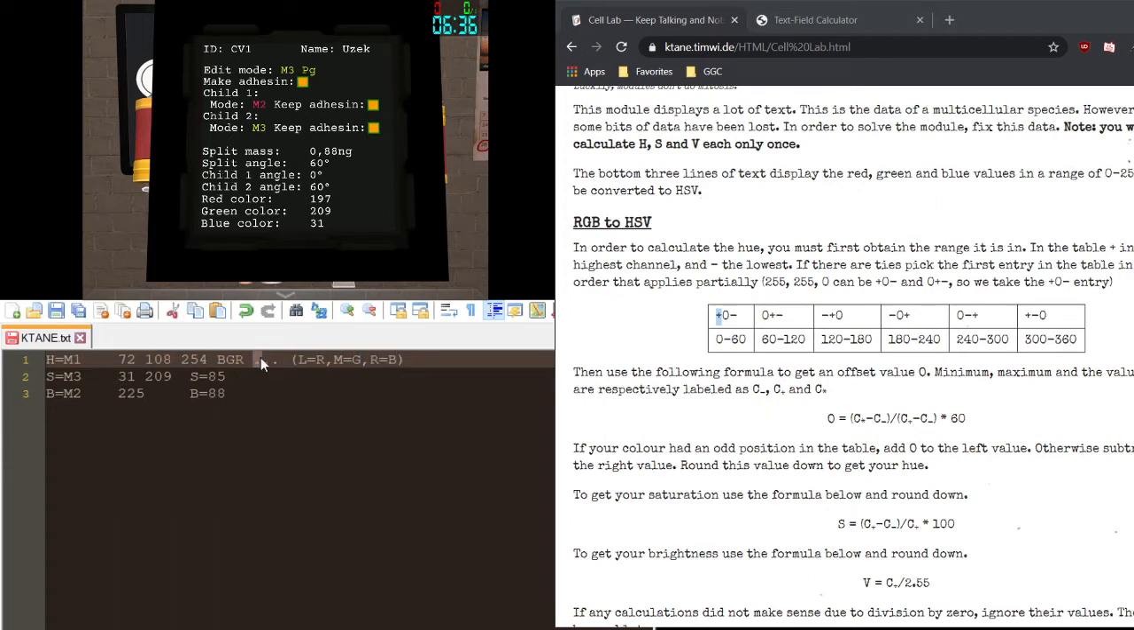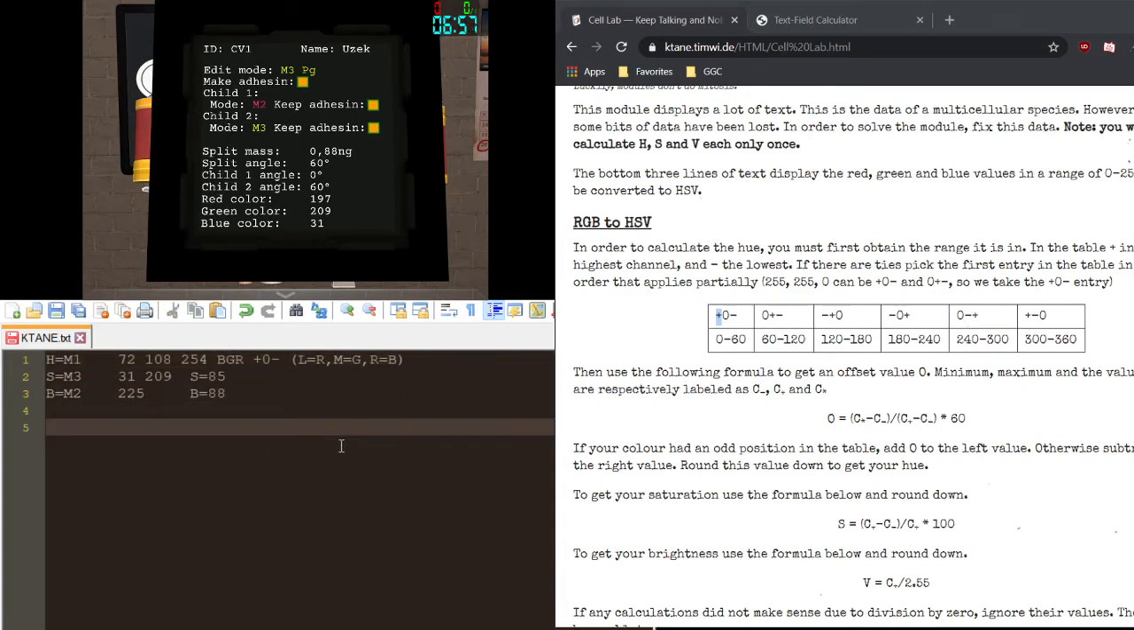So we need to find which one red is, the middle, the lowest, or the highest. It is the highest, so therefore red must be represented by a plus. Next we take green. Green is in the middle, so it must be represented with a 0. And finally blue. Blue is the lowest, so it must be represented by the minus.